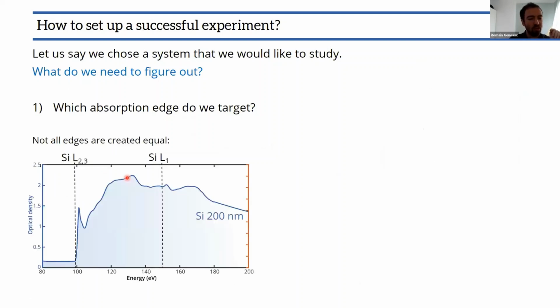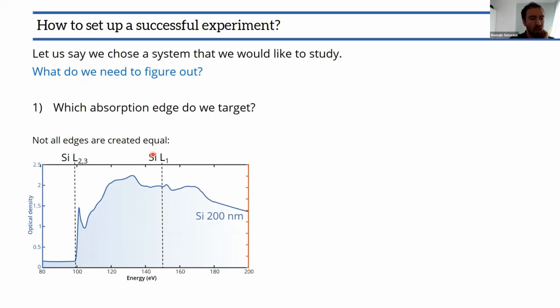I want to show here the spectrum of silicon. Here, this is the silicon L23 edge, so those are 2p electrons. And here you have the silicon L1 edge, so those are 2s electrons. So you have an edge here, and then you have another one here.